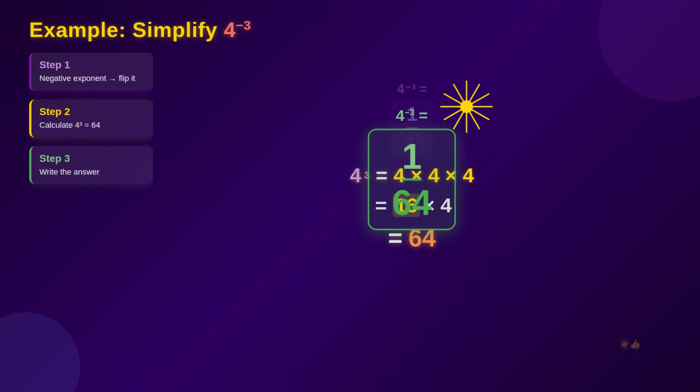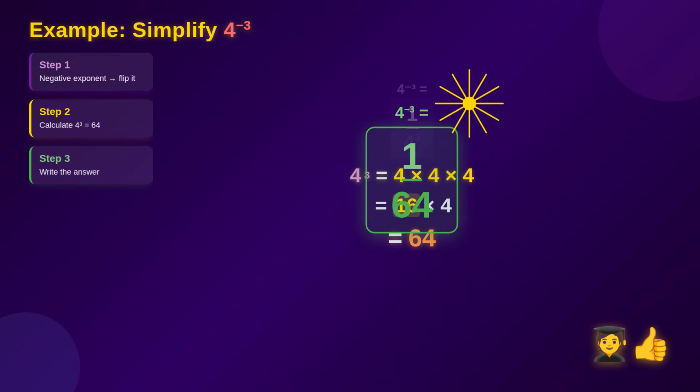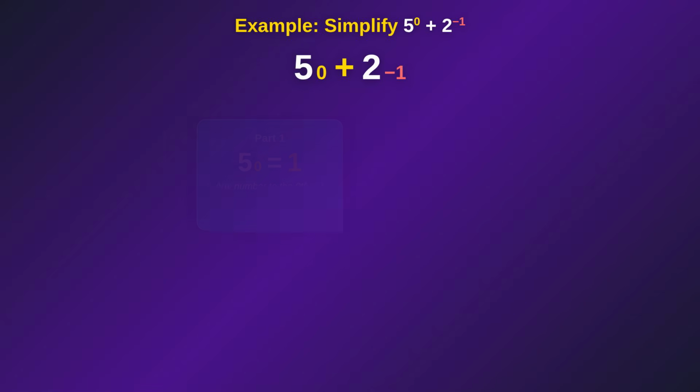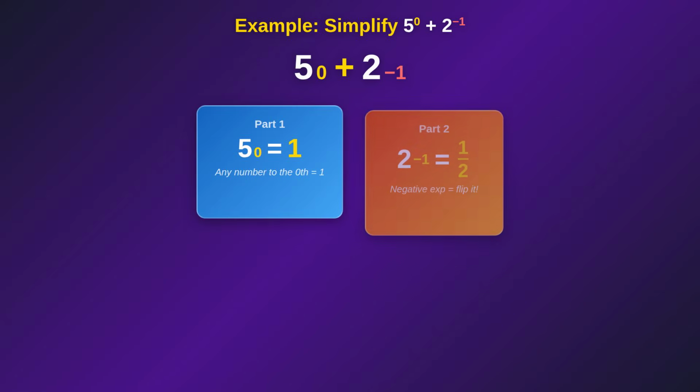Step 3, write the answer. 1 over 64. 4 to the negative 3 equals 1/64. Nice work, Maya, and nice work you. Let's keep going. Now, Maya faces a two-part problem on her homework.